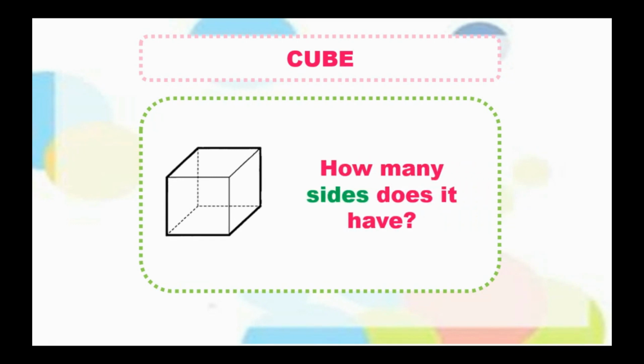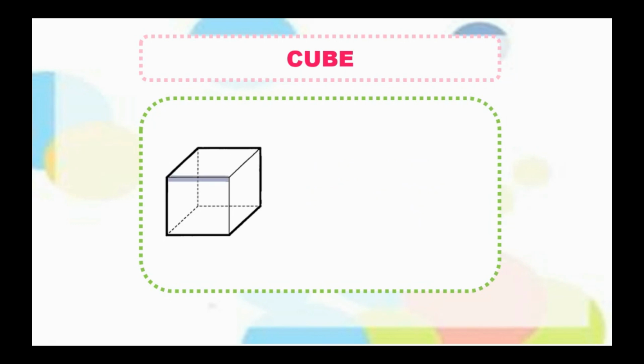How many sides does it have? Let's count. 1, 2, 3, 4, 5, 6, 7, 8, 9, 10, 11, 12. So a cube has 12 sides.